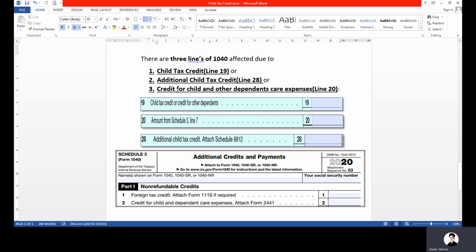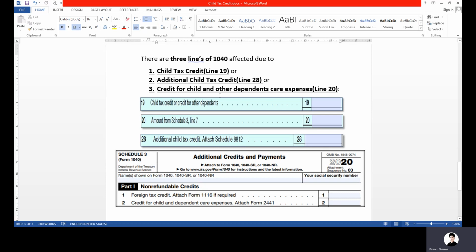The first line which came into the role is the child tax credit, line 19. The line 19 of 1040 looks like this. Then there is an additional child tax credit, line 28, which is refundable to the taxpayer if he doesn't claim the child tax credit. We will discuss the examples in detail. There are 6 to 7 examples I have listed down. So before we go to the examples, we want our concepts to be clear, what is this and why is this. So child tax credit is line 19. Additional child tax credit is line 28 of 1040.